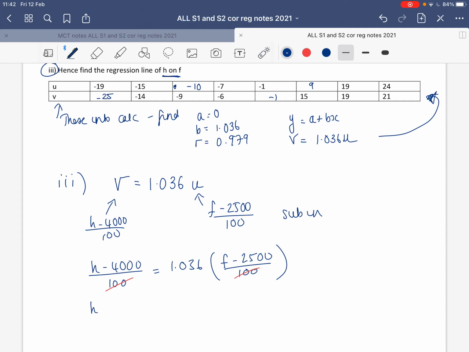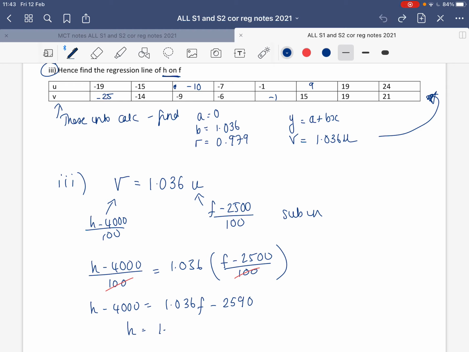And then we want to tidy this up. So firstly, I can see that both sides are being divided by 100, so they'll cancel. Then I'm going to expand the bracket. That value is 2590. And then I want it to read H equals.